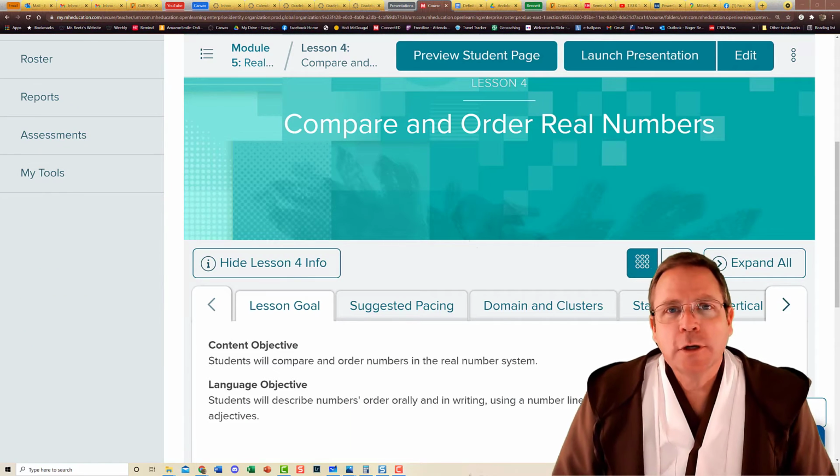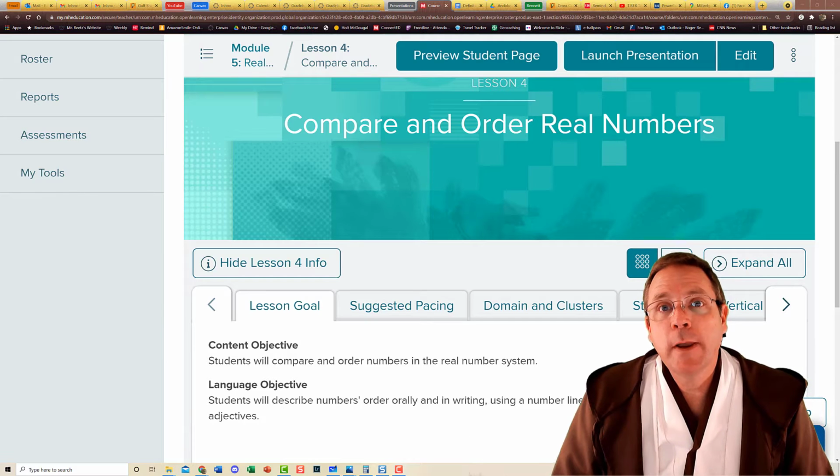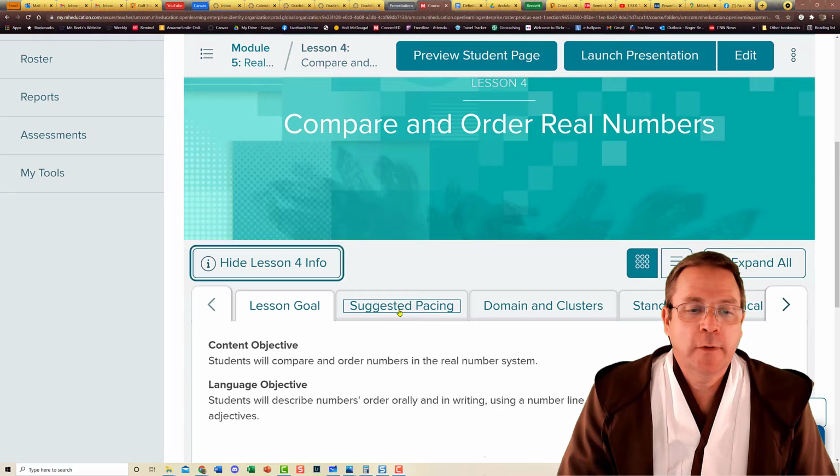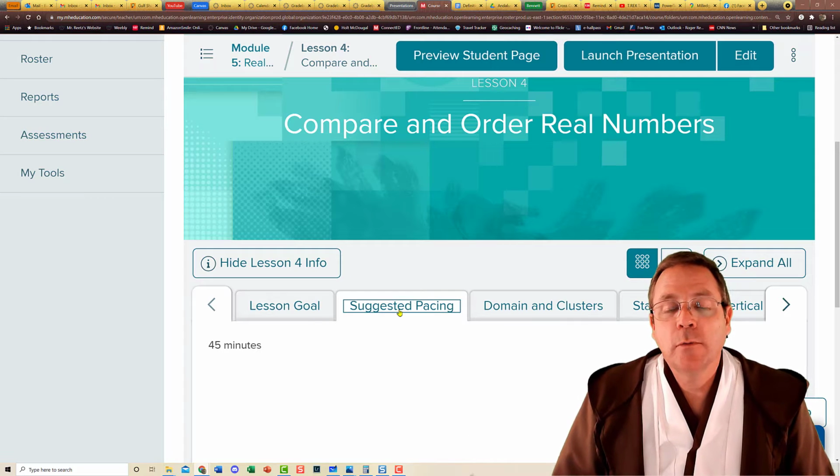Our content objective today says students will compare and order numbers in the real number system. Suggested pacing guide says this one should be really quick, which is good because I'm all about a really quick lesson today.